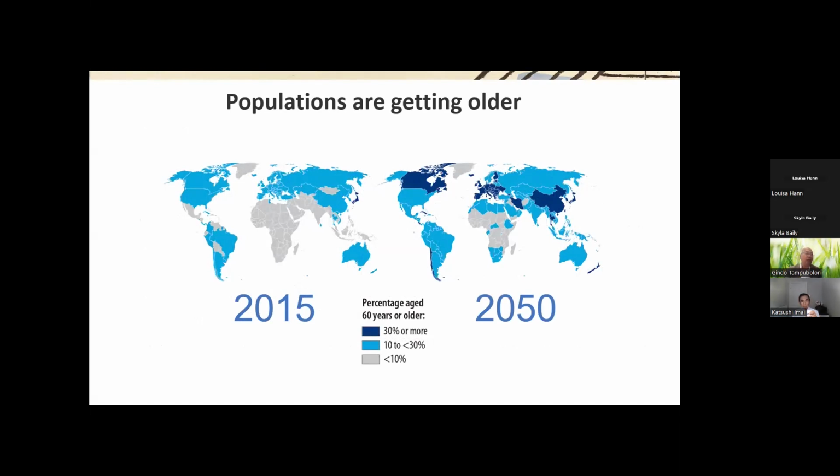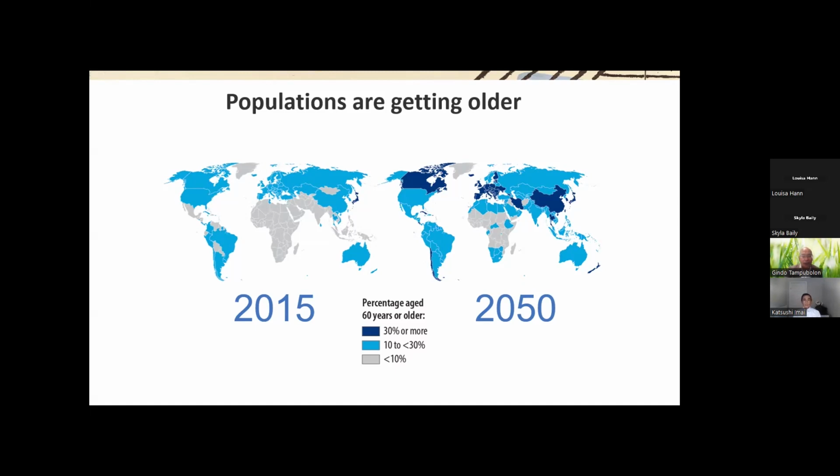You may not be unaware of this. It's very familiar by now that populations are getting older. And if we look at just a decade ago and a few decades from now, we can see how the world on the left is transformed, getting more color, more shade, and darker on the right. So many more countries will have 30% or more people with 60 years of age and older.